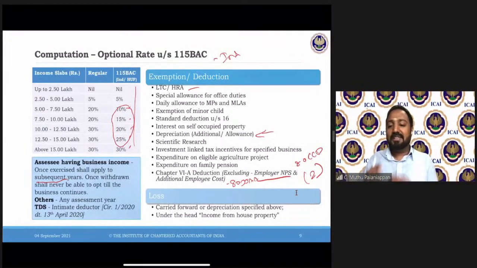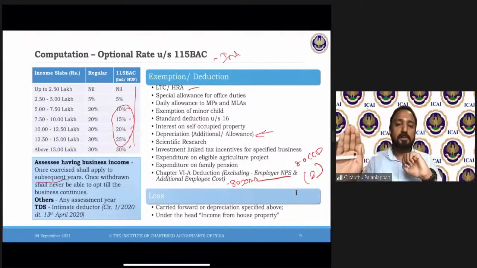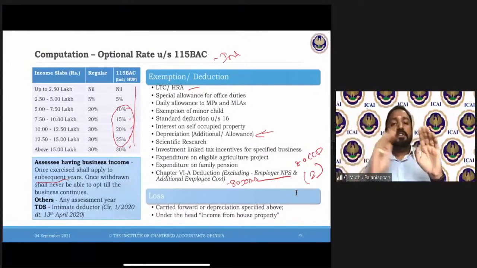Whether this is optional, yes, this is completely optional. It is not mandatory. So as an assessee, let's say I am the assessee, I will compute my tax under normal provision. I'll also compute under this special provision of 115BAC. Whichever is beneficial, I take into consideration. So that is the provision. So it is completely optional.